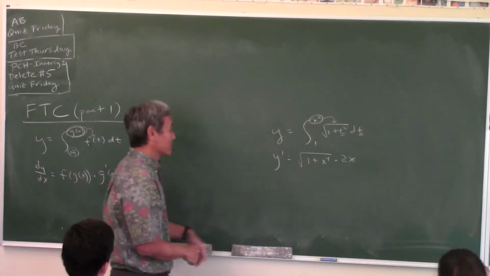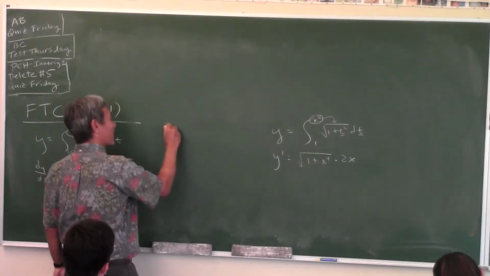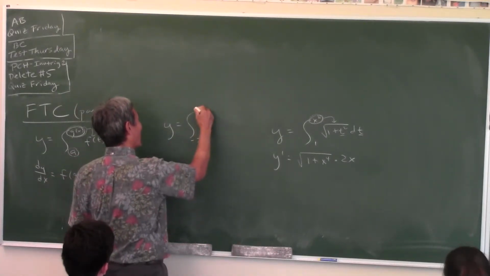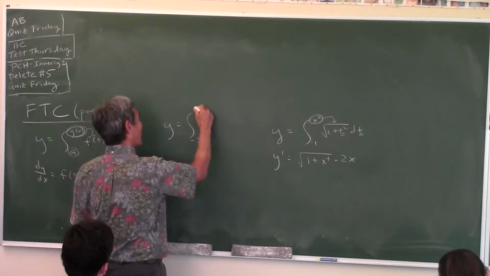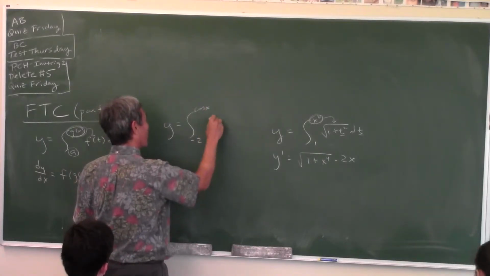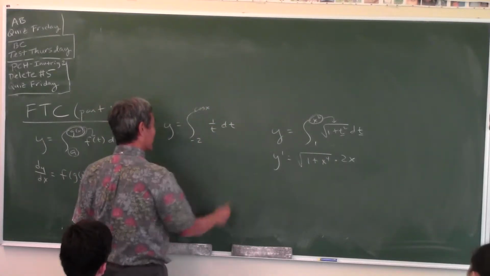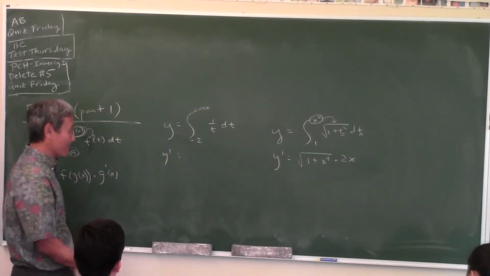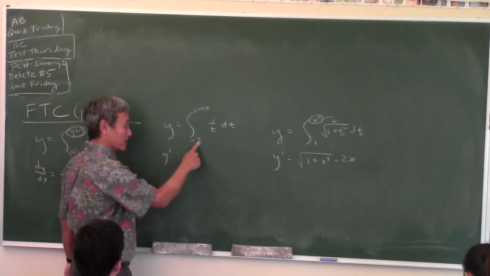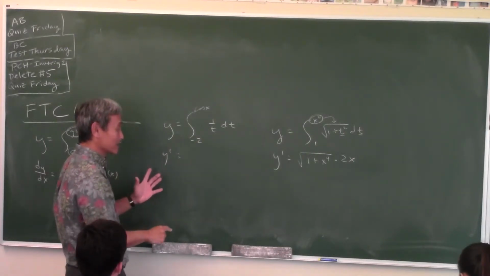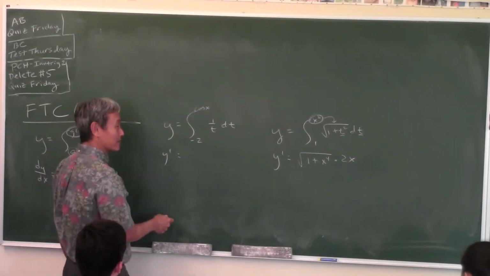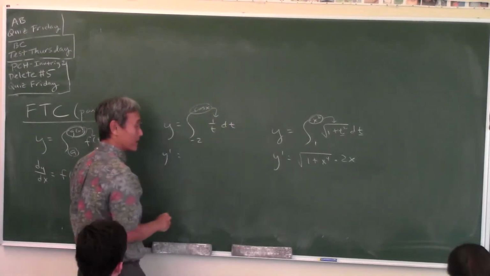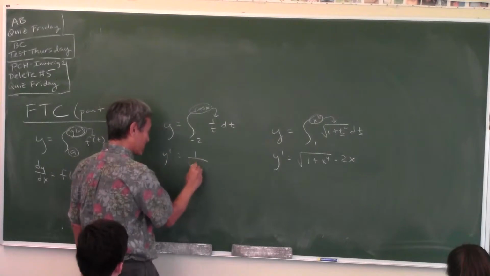Okay, let's do some more examples so you get used to it. What if y is equal to the integral from -2 to cosine x of 1 over t dt? How do you take the derivative of this? The first thing you have to make sure is that the lower limit is a constant. It can be any number. As long as it's some number, you can use the fundamental theorem of calculus part 1. Now you take this, plug it in there, and you get 1 over cosine x.